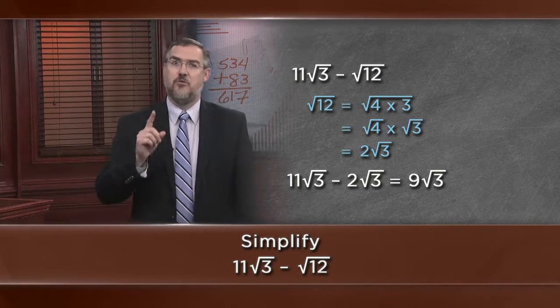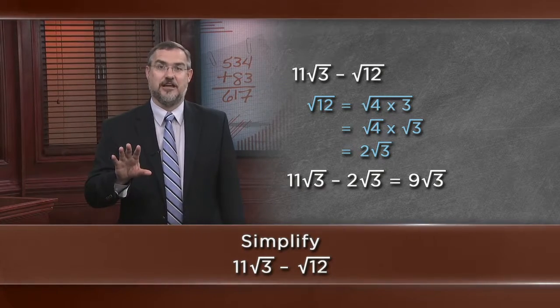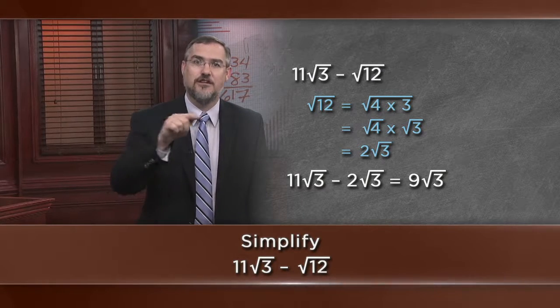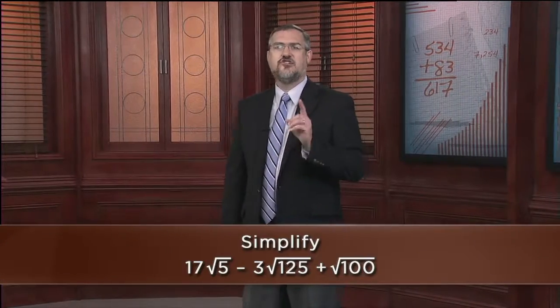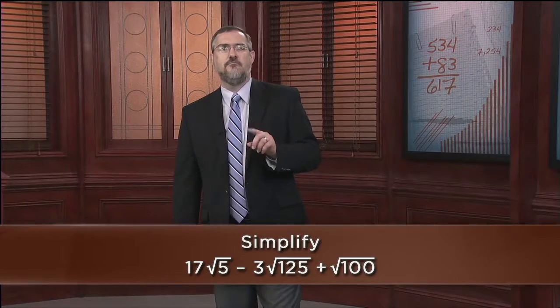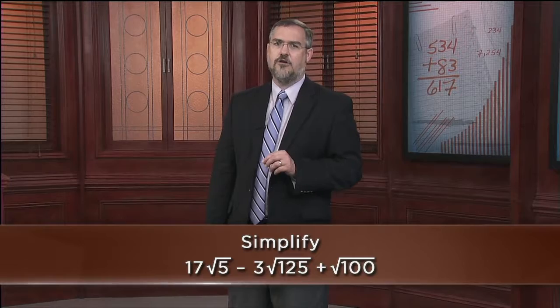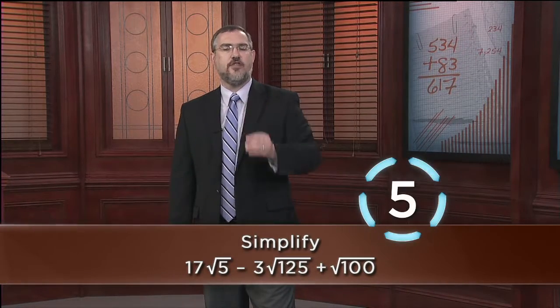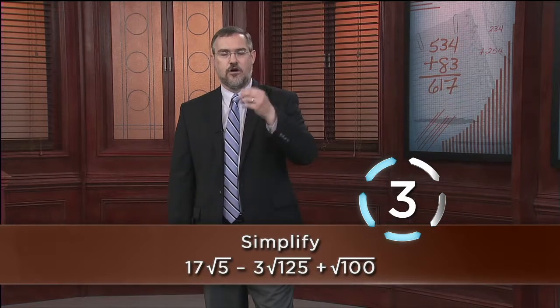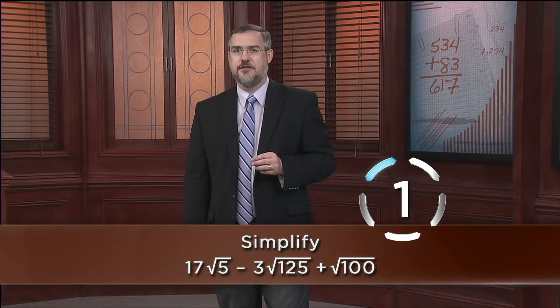So notice here, when we started the problem, it didn't look like we could do anything. But it turned out with some little work in the middle, we could get to a nice final answer. Now, let's look at another example where we're doing this kind of simplification and the same kinds of things will arise. Let's simplify 17 times the square root of 5 minus 3 times the square root of 125 plus the square root of 100. Why don't you work on that one yourself for a moment, and then we'll come back together and make sure you got it right.